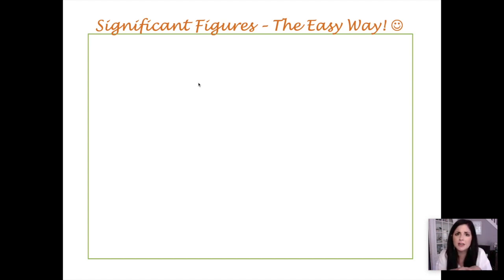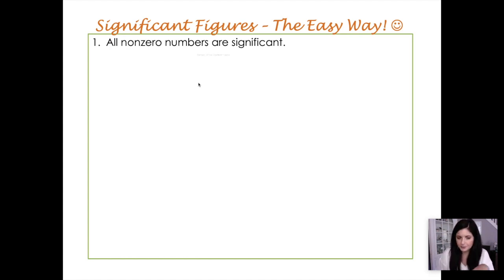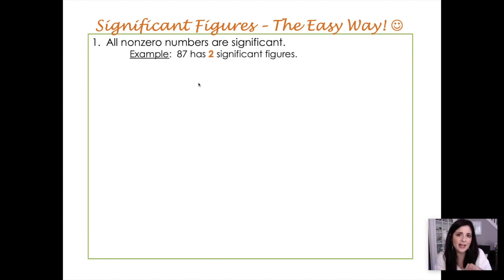So anyway, these are the chemistry 1 and 2 notes. This is what I normally give my students, so I'm just going to run through this really quick. So rule number 1 says that all non-zero numbers are significant. So if you have a measurement that has any number between 1 and 9, those numbers are always considered significant. So for example, if I have the number 87, let's say the distance from here to, I don't know, the distance from here to Newark, it's not that far, but whatever.